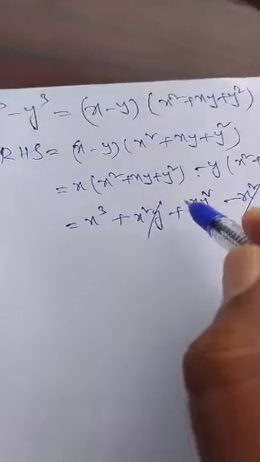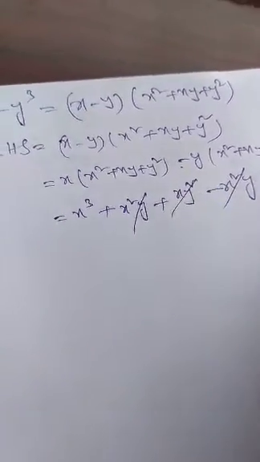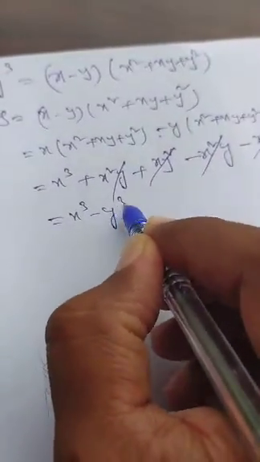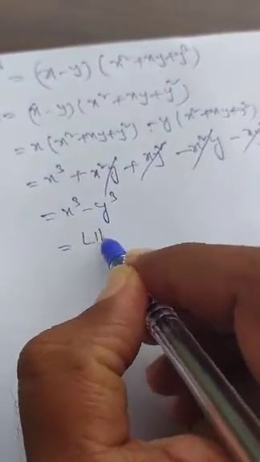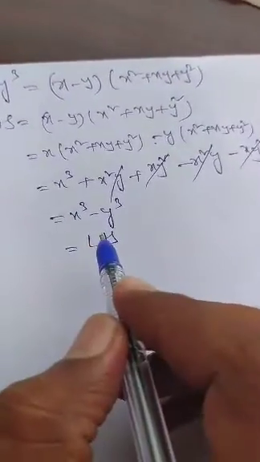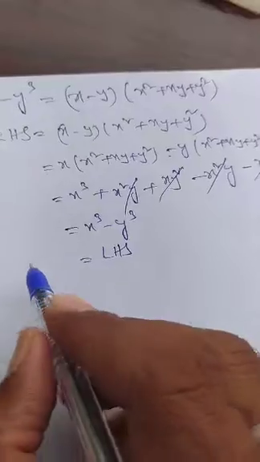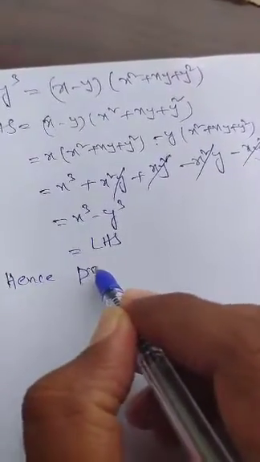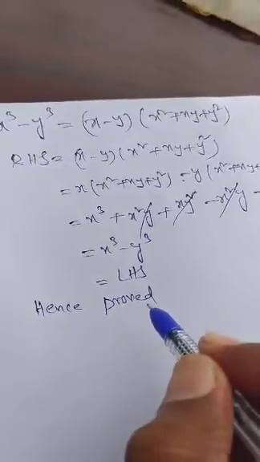So plus x square y minus x square y gets cancelled, plus xy square minus xy square gets cancelled. The remaining terms are x cube minus y cube, which is the required LHS. So we have proved that the right hand side is equal to the left hand side. Hence, we have proved the given statement.